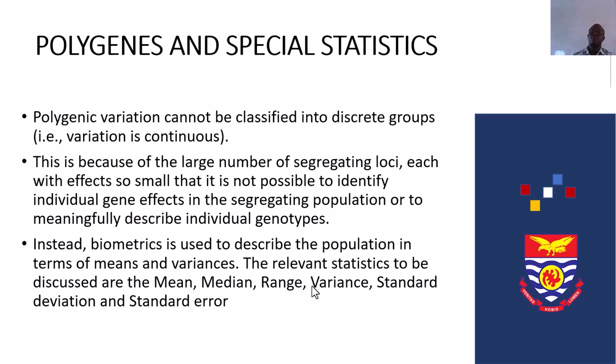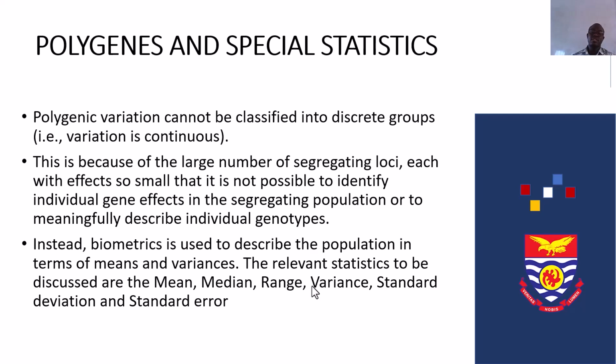Polygenic variation cannot be classified into discrete groups; that is, variation is continuous. This is because of the large number of segregating loci, each with effects so small that it is not possible to identify individual gene effects in the segregating population or to meaningfully describe individual genotypes. Instead, biometrics is used to describe the population in terms of means and variances.